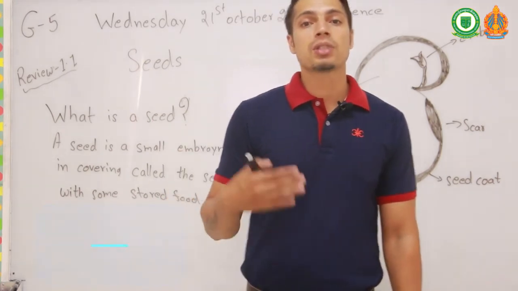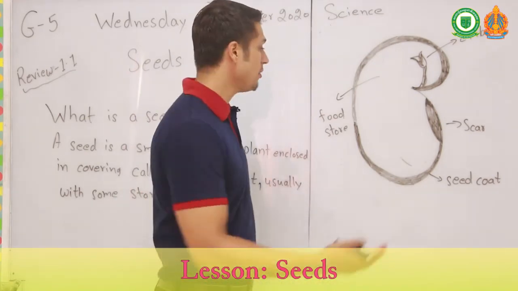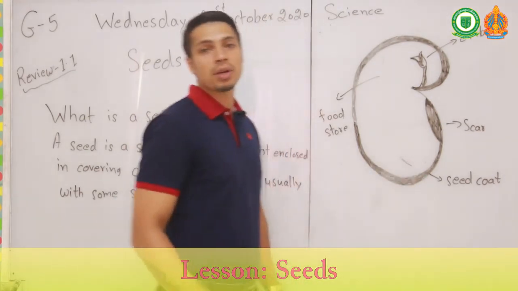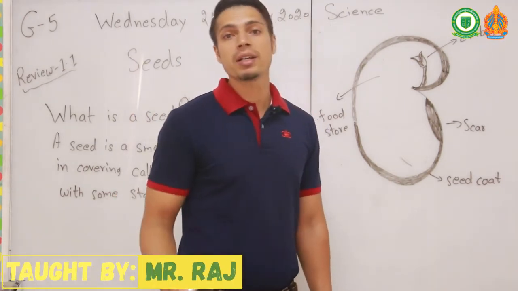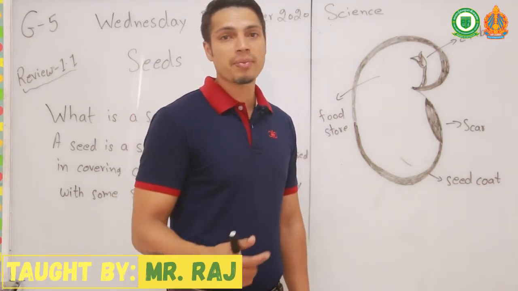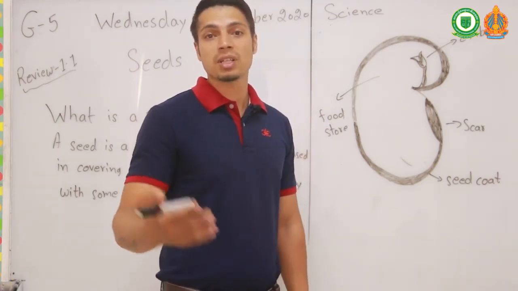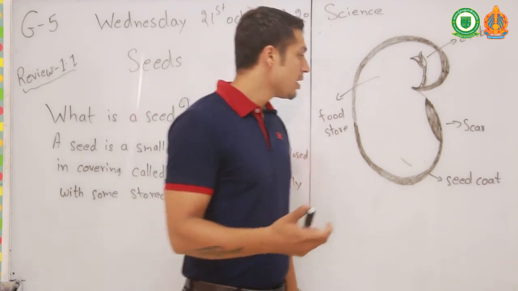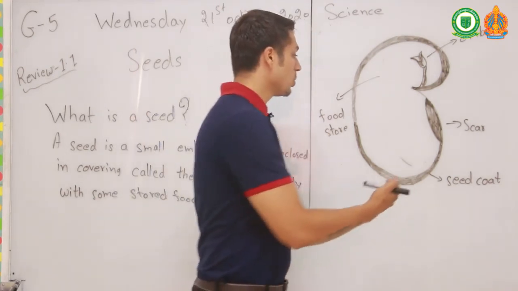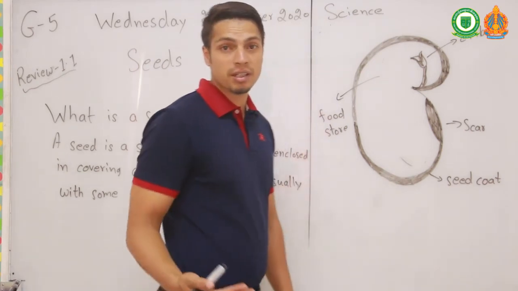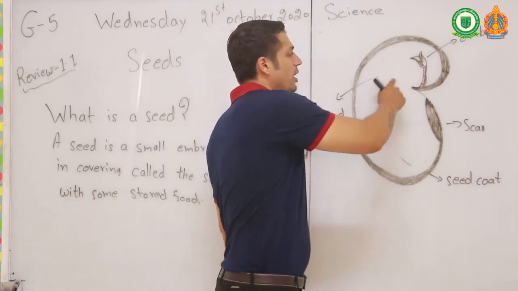Same, a seed will have a seed coat. Why? Because it helps to protect the seed from bad weather, from heavy rain, from heat, from sunlight heat, and from other things. So the seed coat is like a protective layer. Food is stored here.